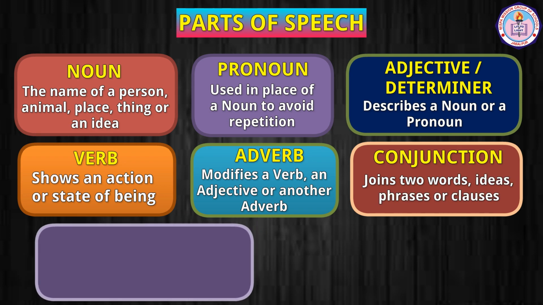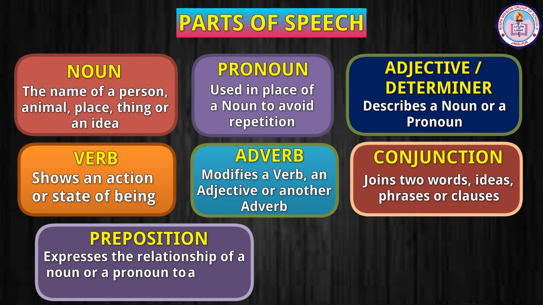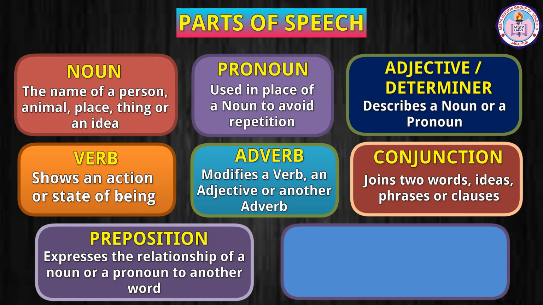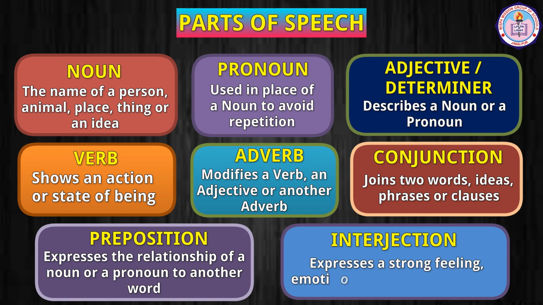The seventh part was preposition. A preposition expresses the relationship of a noun or a pronoun to another word in a sentence. The eighth and the last part was interjection. An interjection is a sound that expresses a strong feeling, emotion, or a short exclamation. In the previous episodes, we have learned different parts of speech separately. In this episode, we are going to analyze sentences and find the different parts of speech in each sentence.